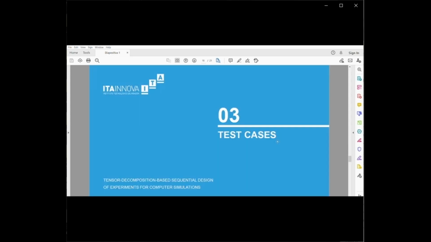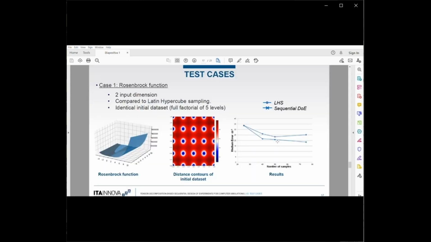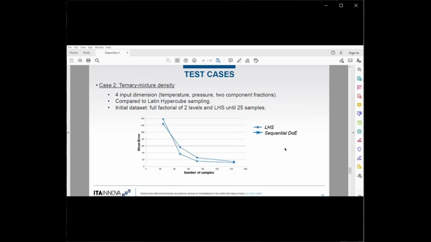We have tested our methodology against Latin hypercube sampling with 2 different functions. The first example is the Rosenbrock function. We can see that our approach improves the results obtained with standard Latin hypercube sampling. We also benchmarked our approach using a more complex function with 4 input dimensions. Also, in this case, the prediction error obtained using our approach was reduced compared to Latin hypercube sampling.